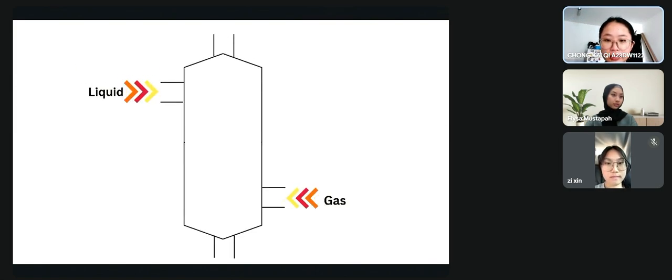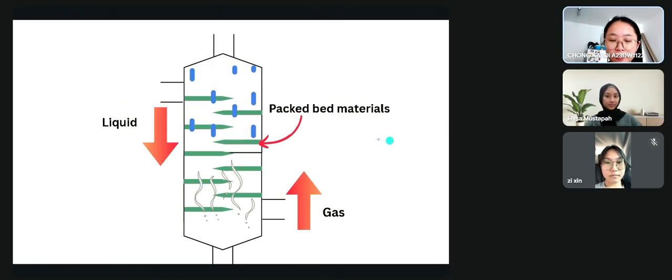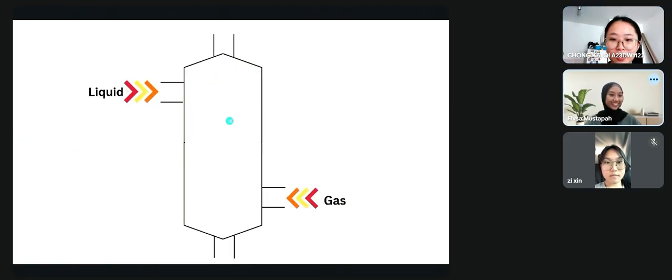And this is how the process goes. Firstly, the gas mixture enters at the bottom of the tower. The gas usually contains solute or pollutant that we want to remove. Then from the top, we have liquid absorbent. The liquid is chosen because it can dissolve the target gas component.